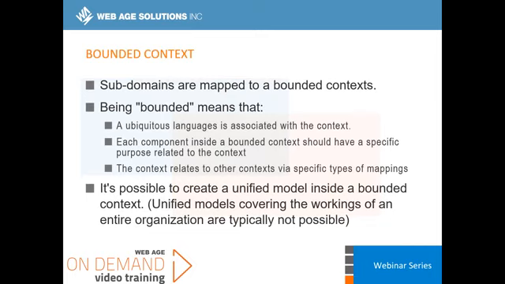It should be possible to create a unified model within a bounded context, which, as we said before, a unified model over a large organization or even a large department may not be possible. So within one of these bounded contexts, if we've decomposed our domains into subdomains correctly, then we're able to have a unified model that describes how that bounded context is going to work.